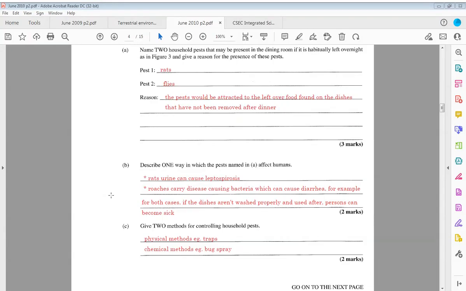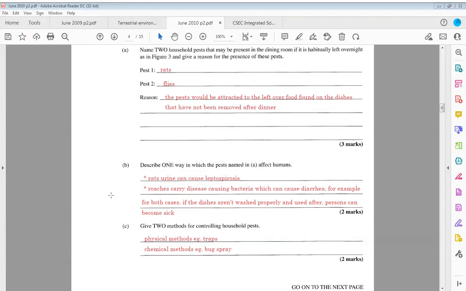Now, with both of the reasons that I gave, if the dishes aren't washed properly and used after, persons can become sick. Let's say a child picks a piece of food from whatever has been left over, and roaches or rats were crawling or feeding on that, then the child could become sick because of ingesting any of those pathogens that would have been either in the excrement of these pests or dropped off while the pests were passing. So it came off of them.